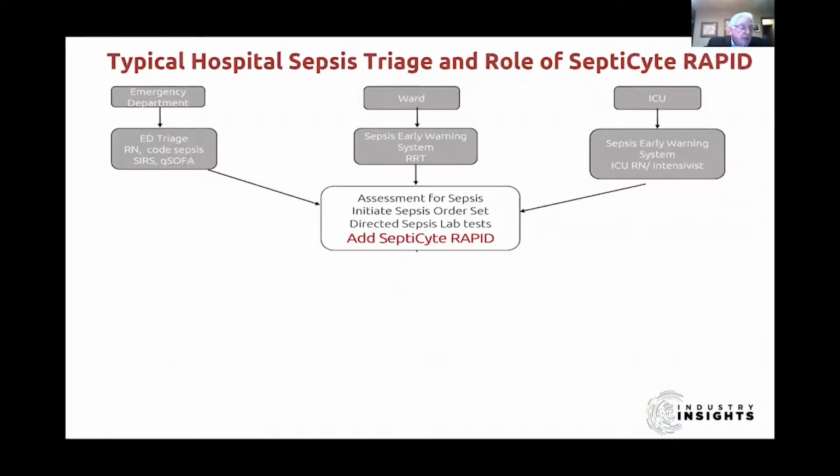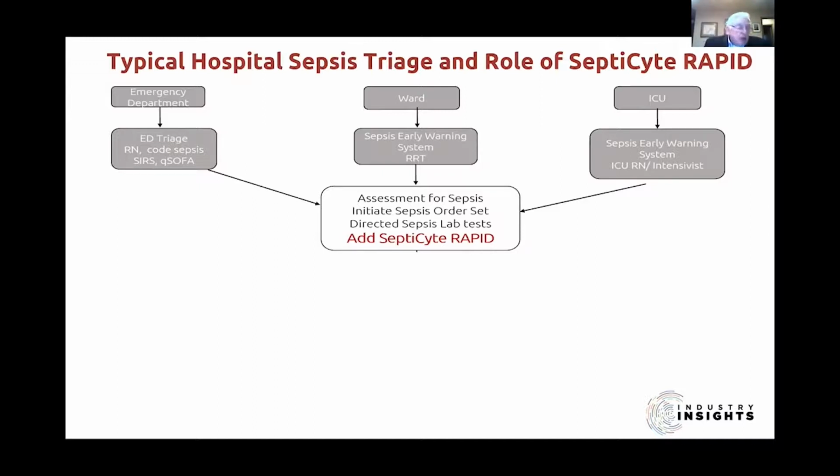How do we see Septicide Rapid being used in the clinical workflow? Most hospitals today have typical triage or early warning systems initiated either in the emergency department, where the emergency room triage nurse may have a code sepsis process using SIRS or QSOFA. On the floors, an electronic early warning system is used in some institutions, or a rapid response team process based on nursing intervention may be used. In the ICU, obviously, rounding and nursing appropriately intervenes, and a sepsis early warning system electronically may also be used.